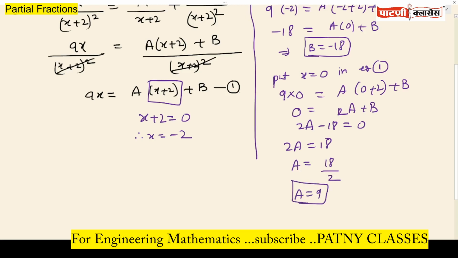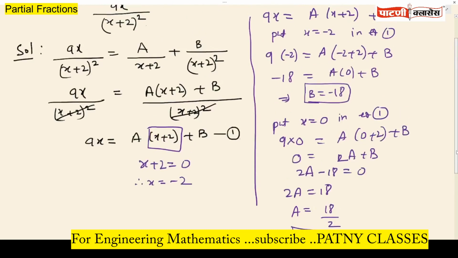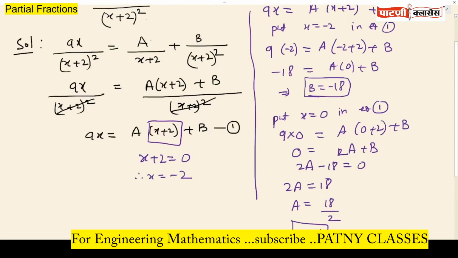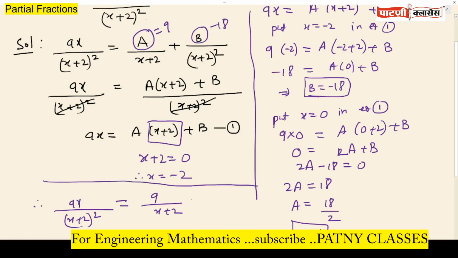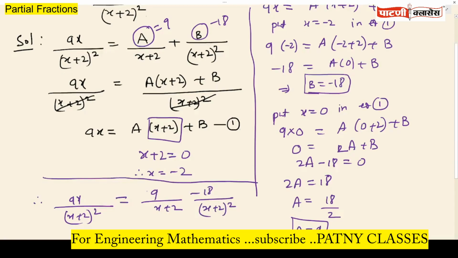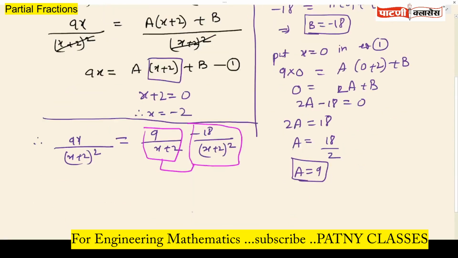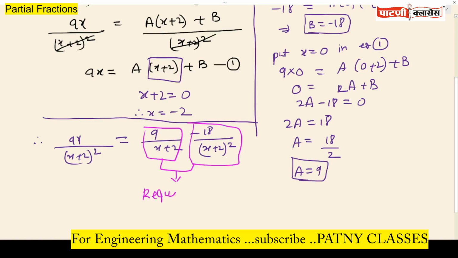So we have both the values here, the a value and the b value. So what we'll do now? We'll put a equals 9 and b equals minus 18. Therefore 9x upon (x plus 2) whole square equals 9 upon x plus 2, and b value minus 18 upon (x plus 2) whole square. So 9 upon x plus 2 is the first partial fraction, and these are the required partial fractions. Let us move to the next example.